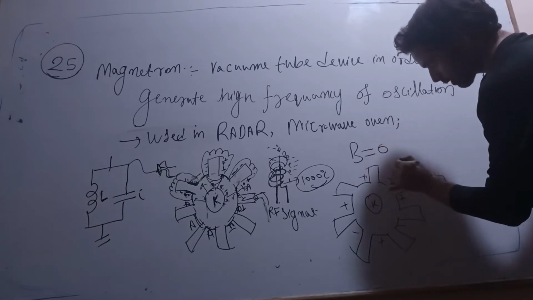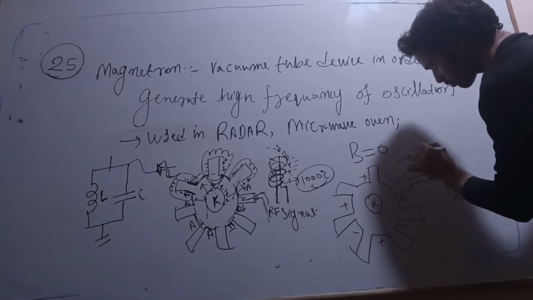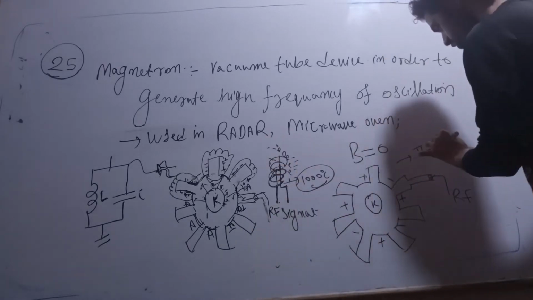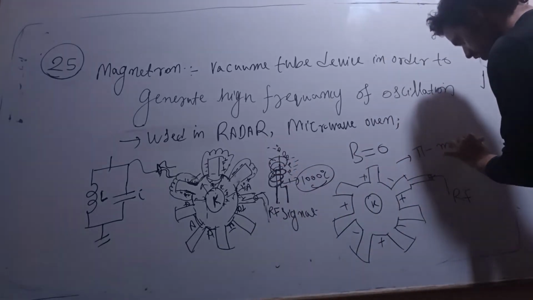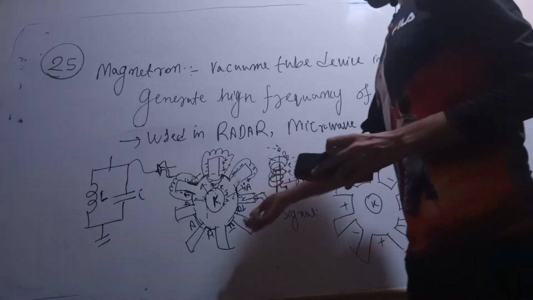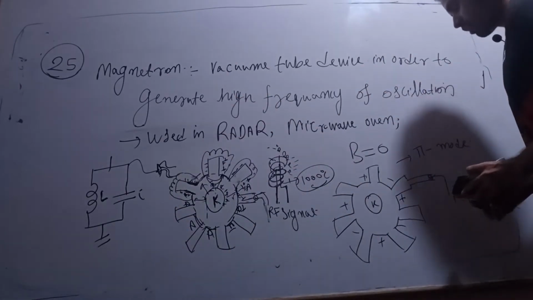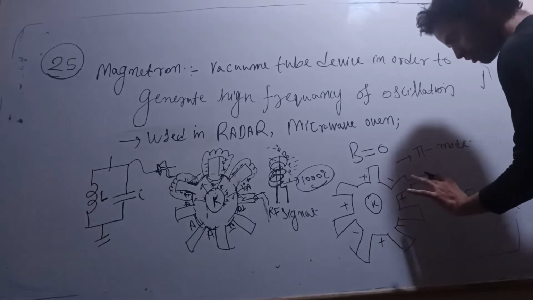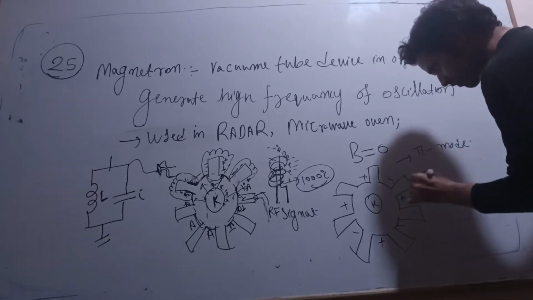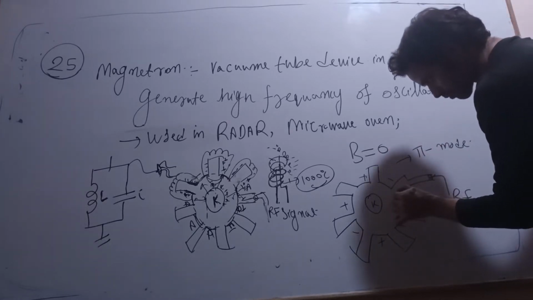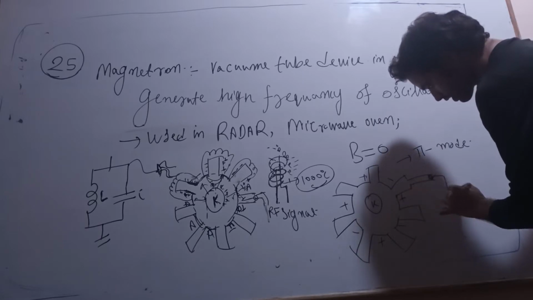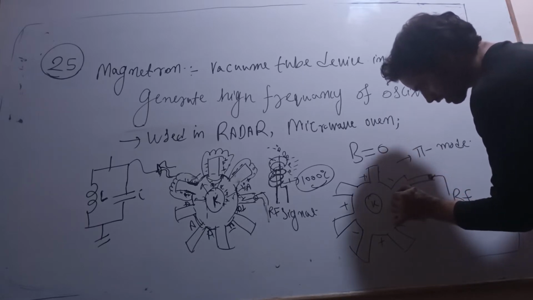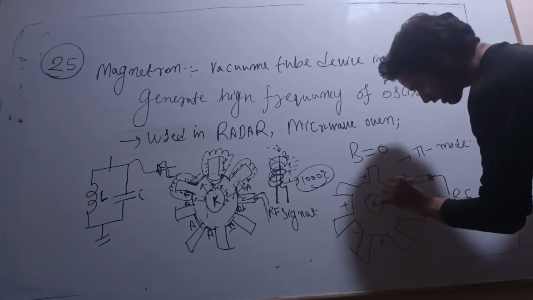Here the mode is the pi mode. At pi mode it will generate the highest power; this is my pi mode. Every adjacent cavity is out of phase by 180 degrees. So once we apply this RF signal, the magnetic field will get induced.